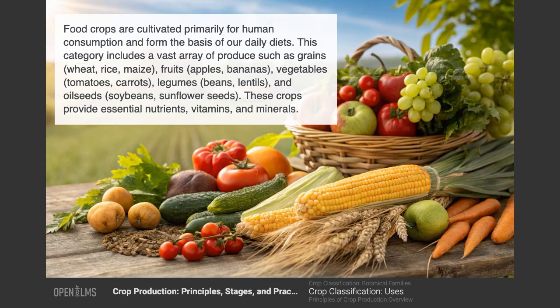Food crops are cultivated primarily for human consumption and form the basis of our daily diets. This category includes a vast array of produce such as grains (wheat, rice, maize), fruits (apples, bananas), vegetables (tomatoes, carrots), legumes (beans, lentils), and oilseeds (soybeans, sunflower seeds). These crops provide essential nutrients, vitamins, and minerals.